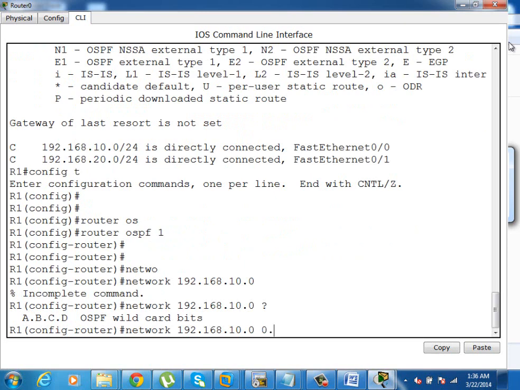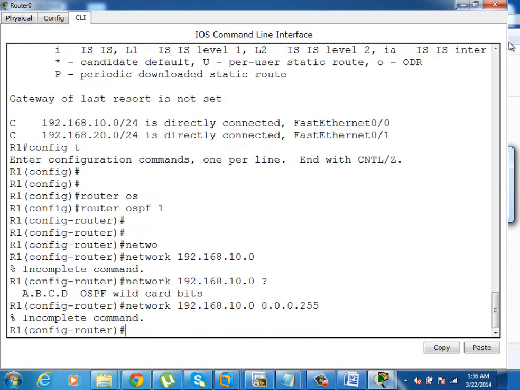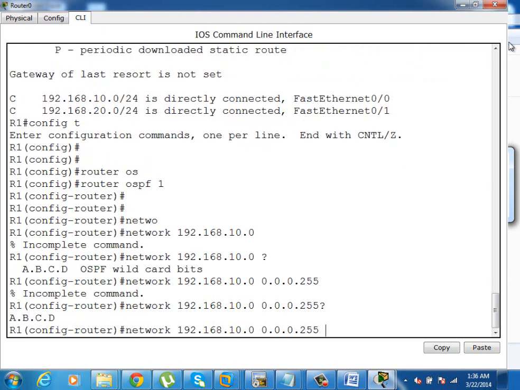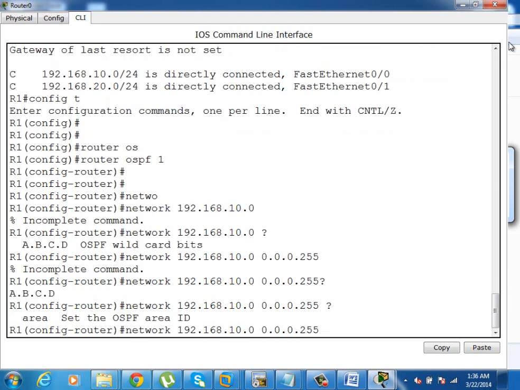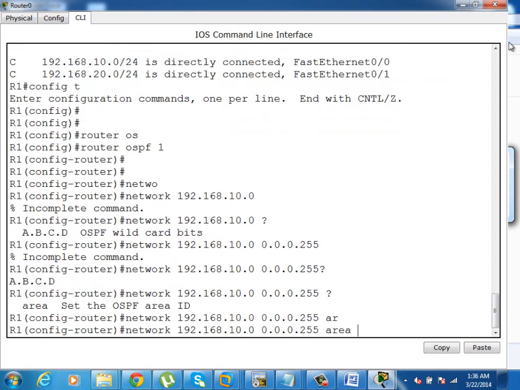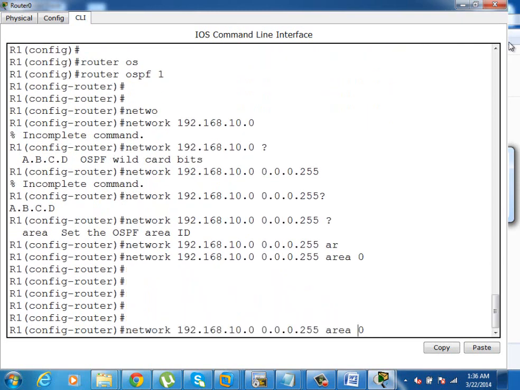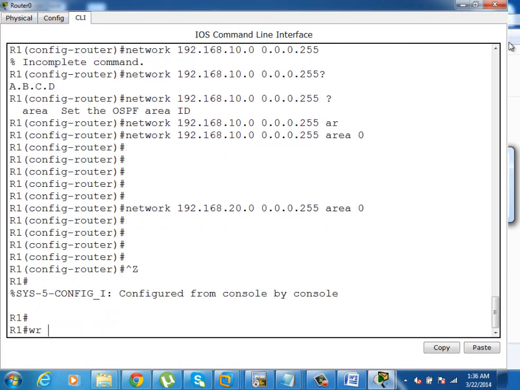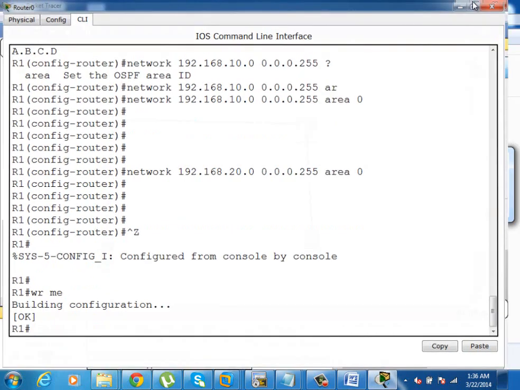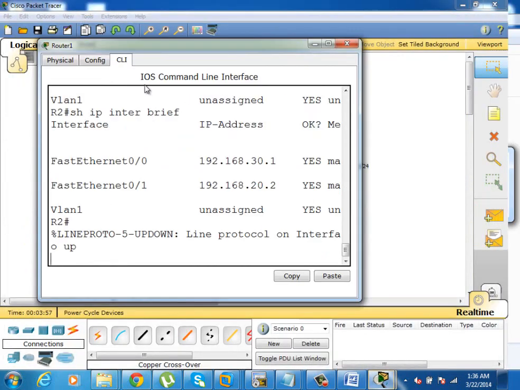So I just follow 0.0.0.255. The command is incomplete, question mark. They need the area. So I put area, then keep going with the zero. Enter. Network 20, also zero, then I save the configuration here. On the other side, the same configuration.